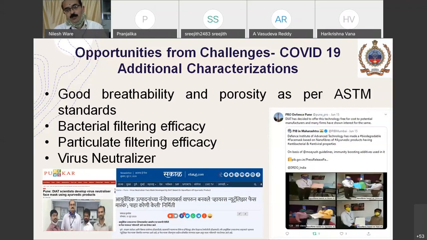But before launching, what we did is we advertised. So the local newspapers had covered that DIAT had come with some virus neutralizing face masks with some Ayurveda products. And we were so lucky, the herbal extracts, whatever we used, by grace of God, were there in the list of Ministry of Ayush. Bless us. So we immediately advertised that, as per the Ministry of Ayush protocols, we had developed a fabric material having herbal extracts in the form of nanofibers, which can have a virus neutralizing property. This was for the media.